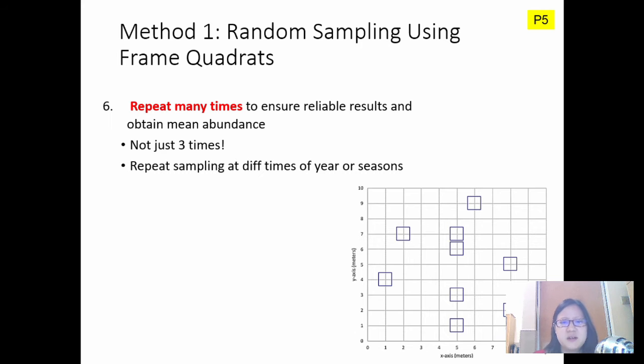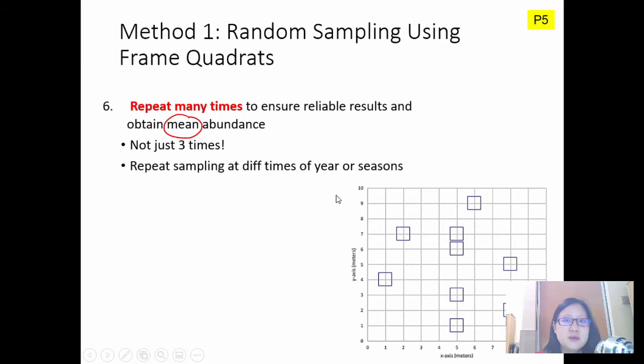If you have a habitat that is 10 times 10 meters, you're going to repeat it many times. Even repeat sampling at different times of the year or seasons to make sure you have reliable results, and then obtain a mean abundance, so mean species density or mean percentage cover, etc.